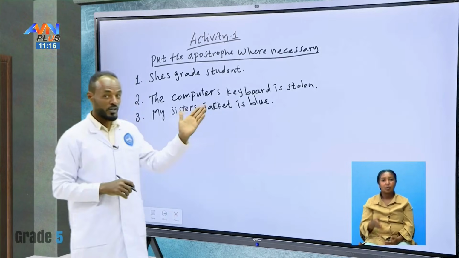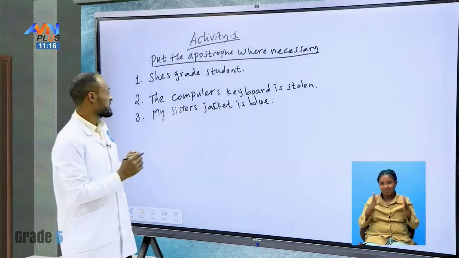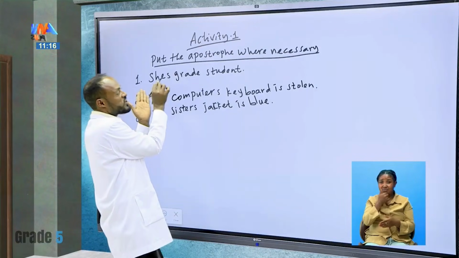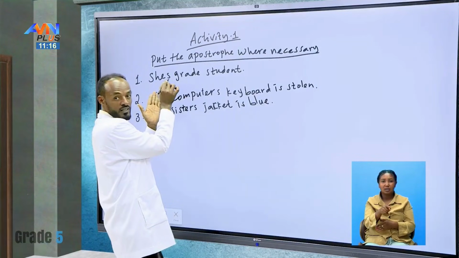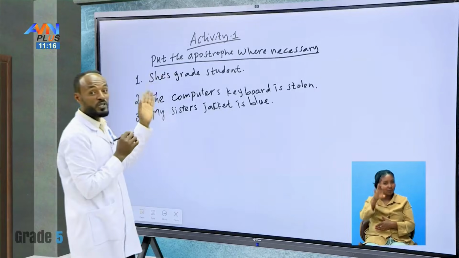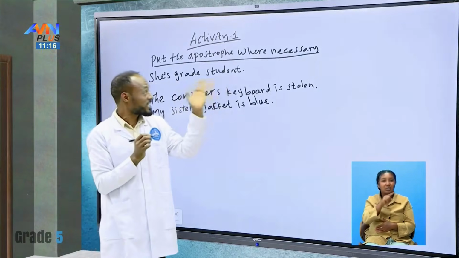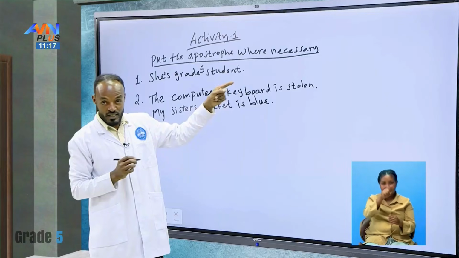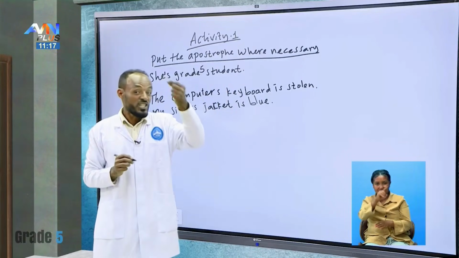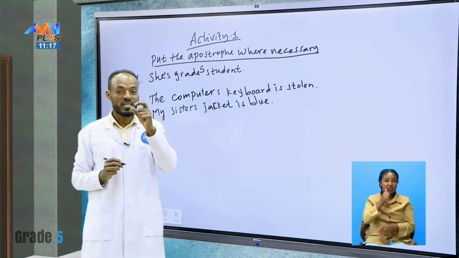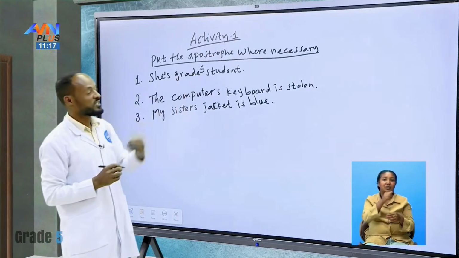Good. Well done. I hope you did it. Nice student. Here, something is wrong. She, here, should have an apostrophe, because we have to say, she is grade 5. She is grade 5 student. We're saying she is. Then when we contract it, we use what? She's. She's grade 5 student.